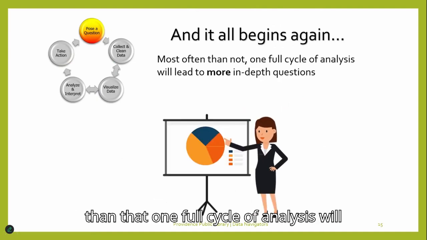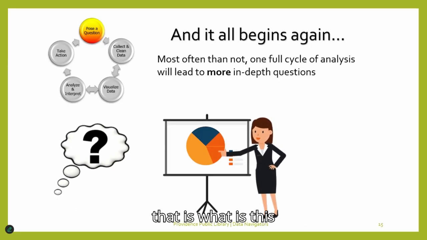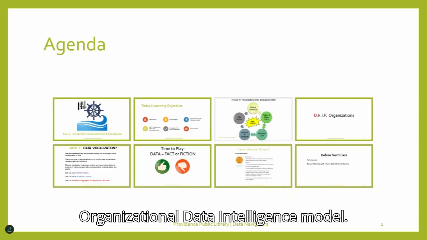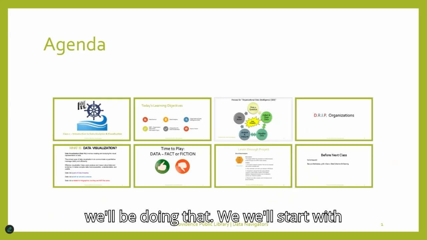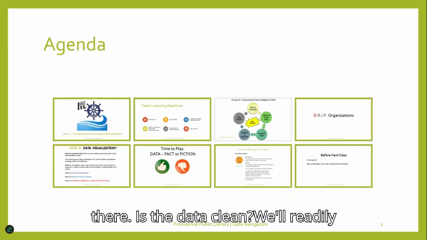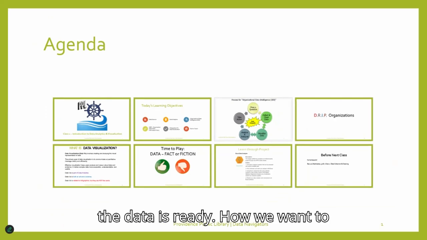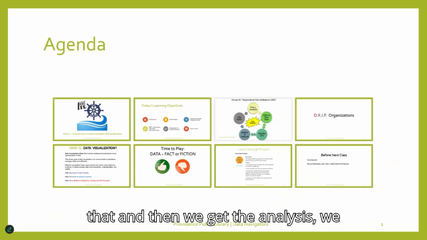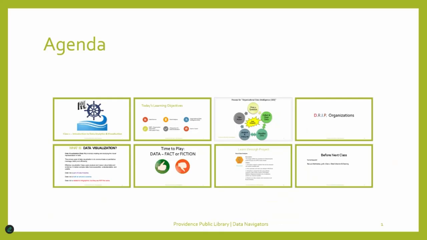Most often, one full cycle of analysis will lead to a more in-depth question. So what is this model called? The organizational data intelligence model. We start with the question. Just remember this cycle, okay? Throughout our class, we'll be doing that. We start with the question, and for this question we look for the data. If the data is clean, we readily use it, or else we clean the data. Once the data is ready, how do we want to visualize it? We are going to use Excel or Tableau. We decide that, we visualize, then we get the analysis, interpret the result, and present it. Take action. All right.